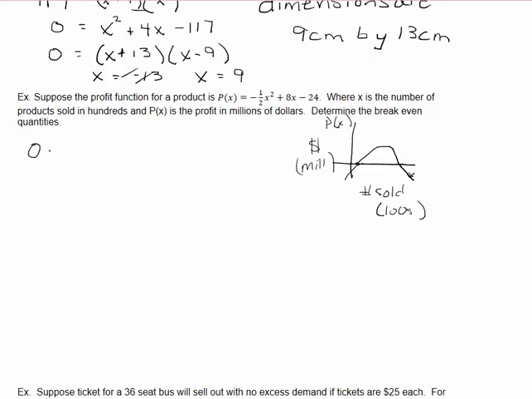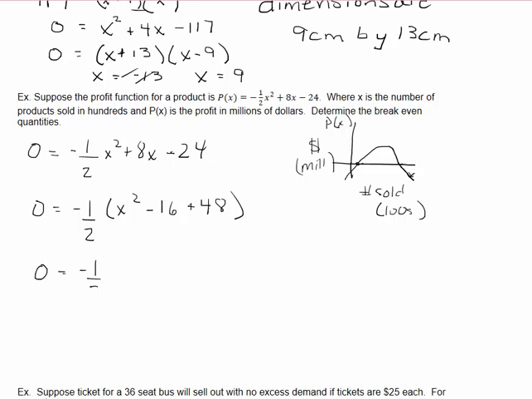So we always make 0 on the left, because that's what we're looking for, when y is 0. So we have negative 1/2 x squared plus 8x minus 24. The first thing I'm going to try and do is factor, and I can factor out negative 1/2 from all of the terms. Negative 1/2, I'm left with x squared minus 16x plus 48. And then I'm going to look for magic numbers, see if I can factor this further inside the brackets here.